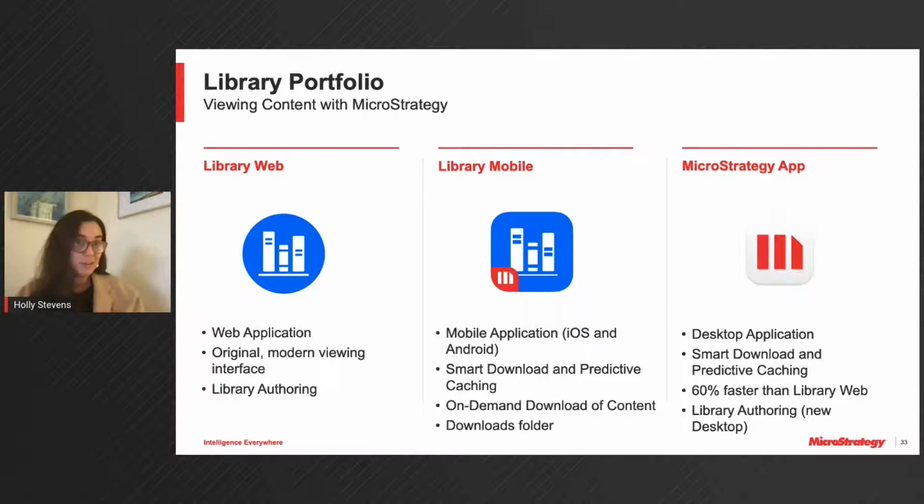But then we also took performance one step further last year and invented the MicroStrategy app, which is essentially just Library Web for desktop, but it also capitalizes on that power of desktop, right? So we're doing all that background caching and making sure your content is downloaded for you. And we see loading times to be about 60% faster than Library Web. So if you haven't used the MicroStrategy app today, definitely try it out. We use it all the time here and we love it.